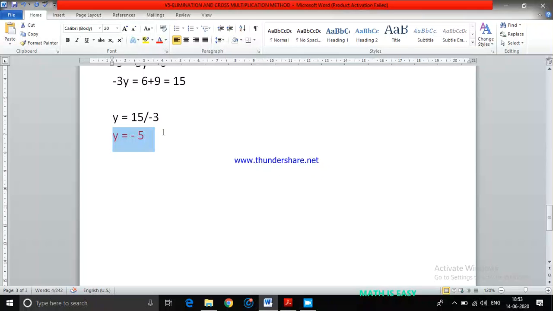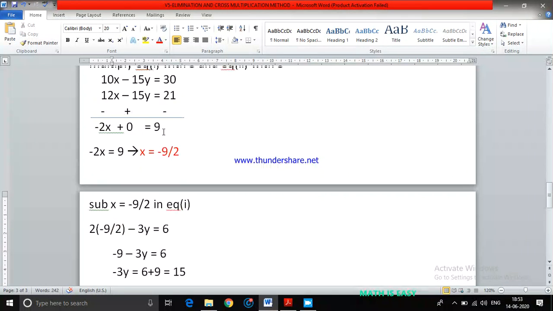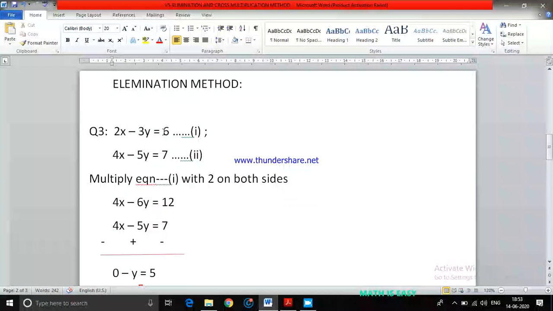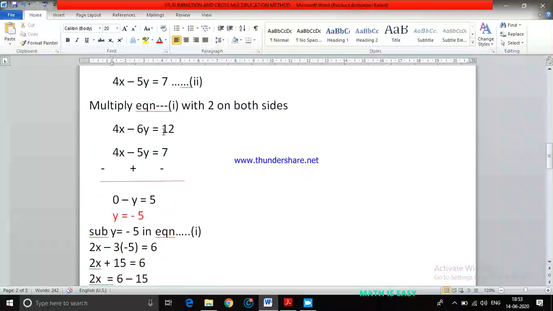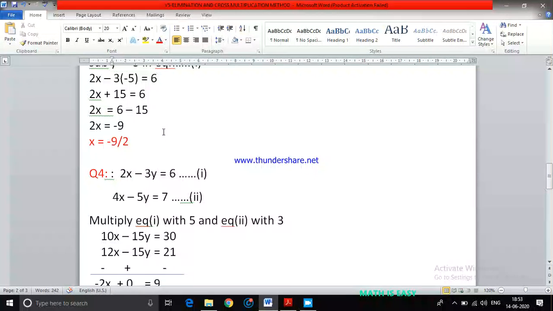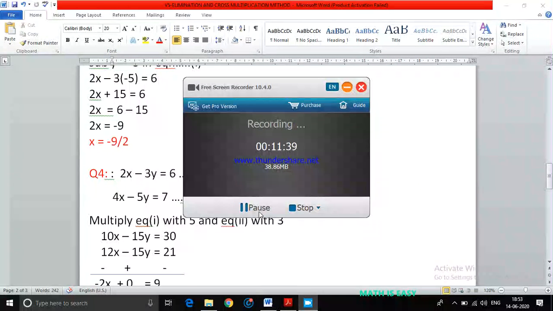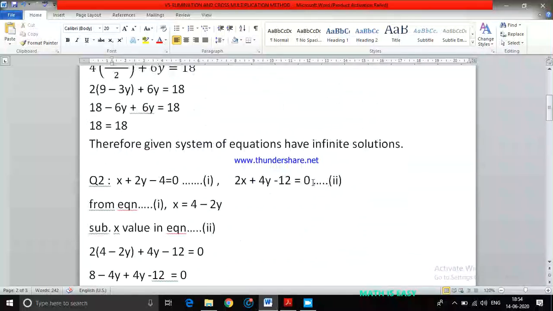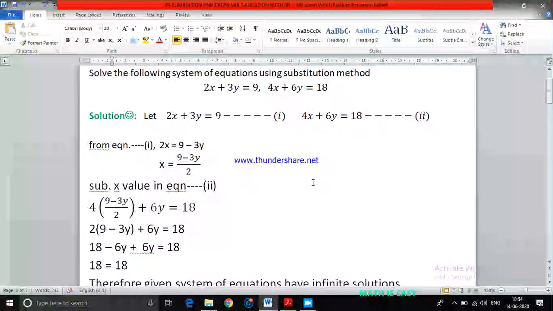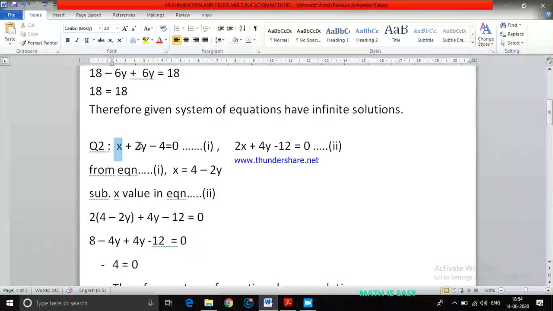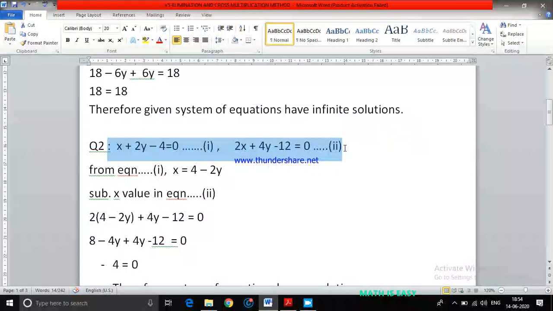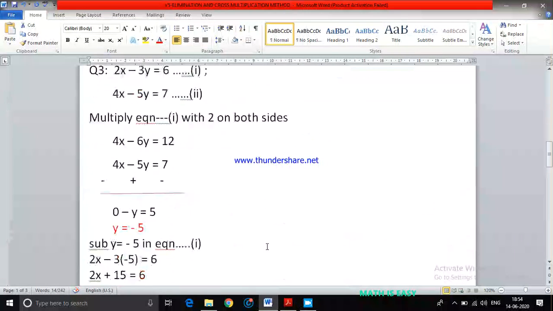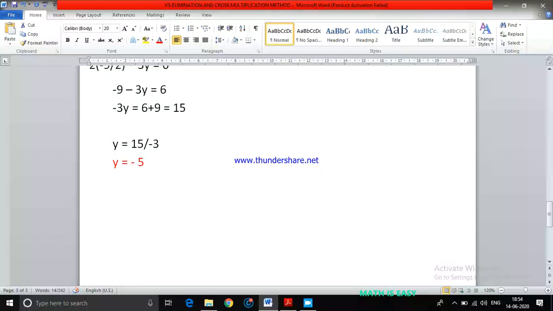So what you can conclude is, whether you eliminate x or whether you eliminate y, the answers are going to be the same. If you are getting different answers, then your answer is wrong. Okay, so please use any one of the methods to solve it. Now your homework is to solve the example which has infinitely many solutions with the elimination method, and see what type of conclusions you are going to get.